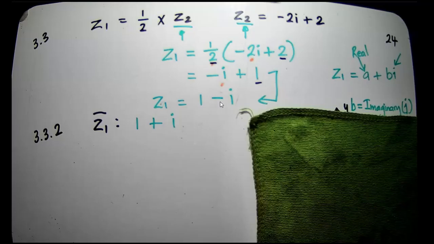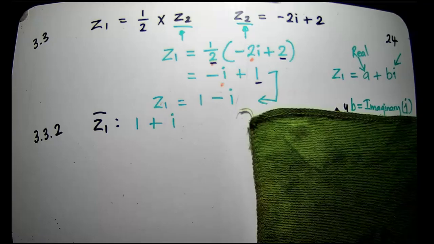Okay, notice it was a minus i. Why did I change it to plus i? Because it's not z1 now that they want. They want the conjugate of z1, which means I must change the sign that's in front of i. It was a negative i, it's now a positive i. Does that make sense? Now the question says I must draw this on the Argand diagram.